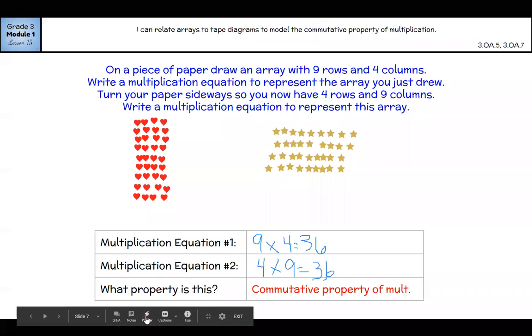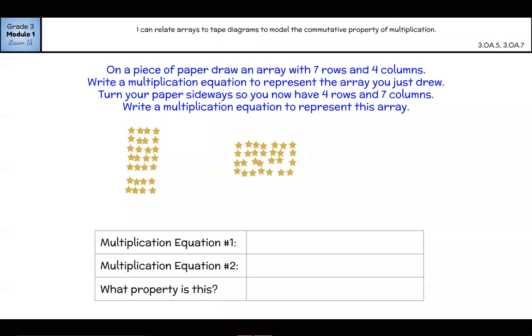Okay, so that is called the commutative property of multiplication. Addition actually has one too, but in this circumstance, this is commutative property of multiplication. Okay, for this last one, I've already drawn these in for you, just kind of follow along, but it says on a piece of paper, draw an array with 7 rows and 4 columns, or 7 rows with 4 items in that row, and that's what I did here.